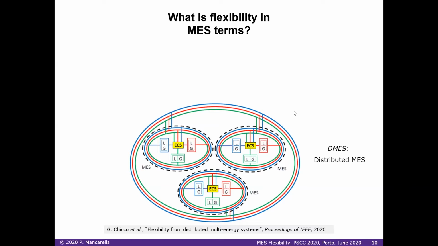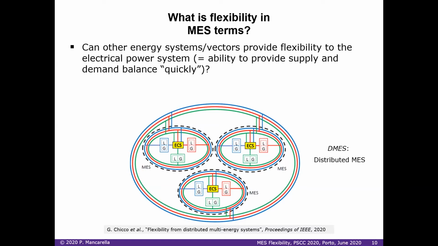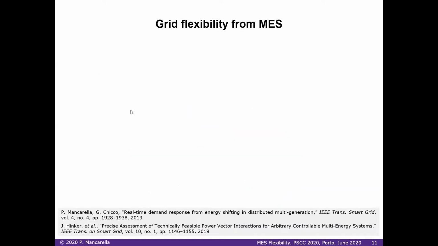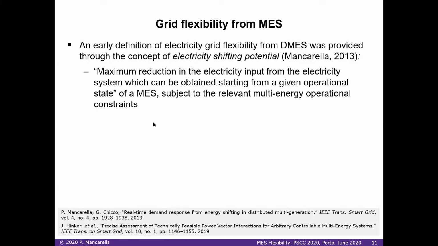So what is flexibility in a multi-energy system context? In other words, how can we use other energy systems and vectors to provide power system flexibility? And another important question, can lack of flexibility in other energy systems constrain the electrical power system? Because it's not only that we gain a source of flexibility. Given these tight interactions in the future, we could also lose some flexibility because the other systems are lacking flexibility. So let's see how we could define this then, flexibility to power systems from multi-energy systems.